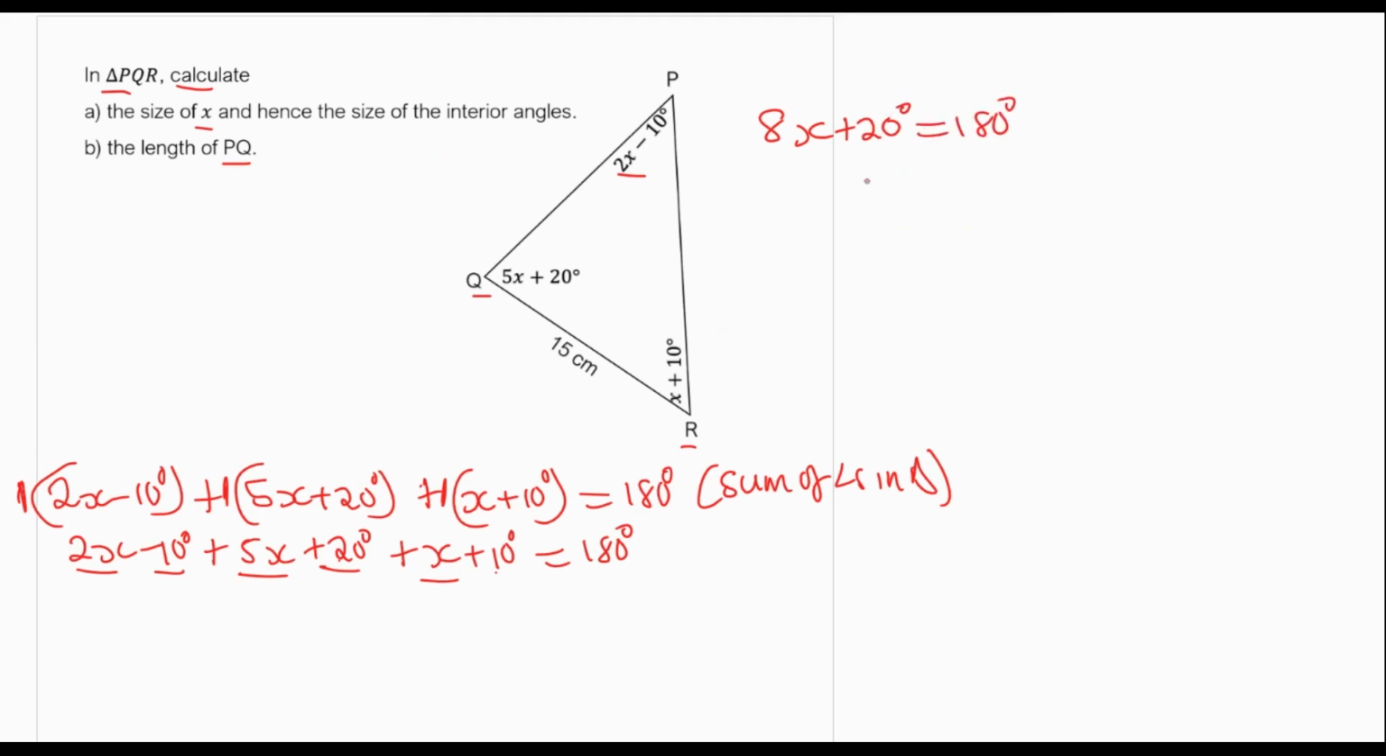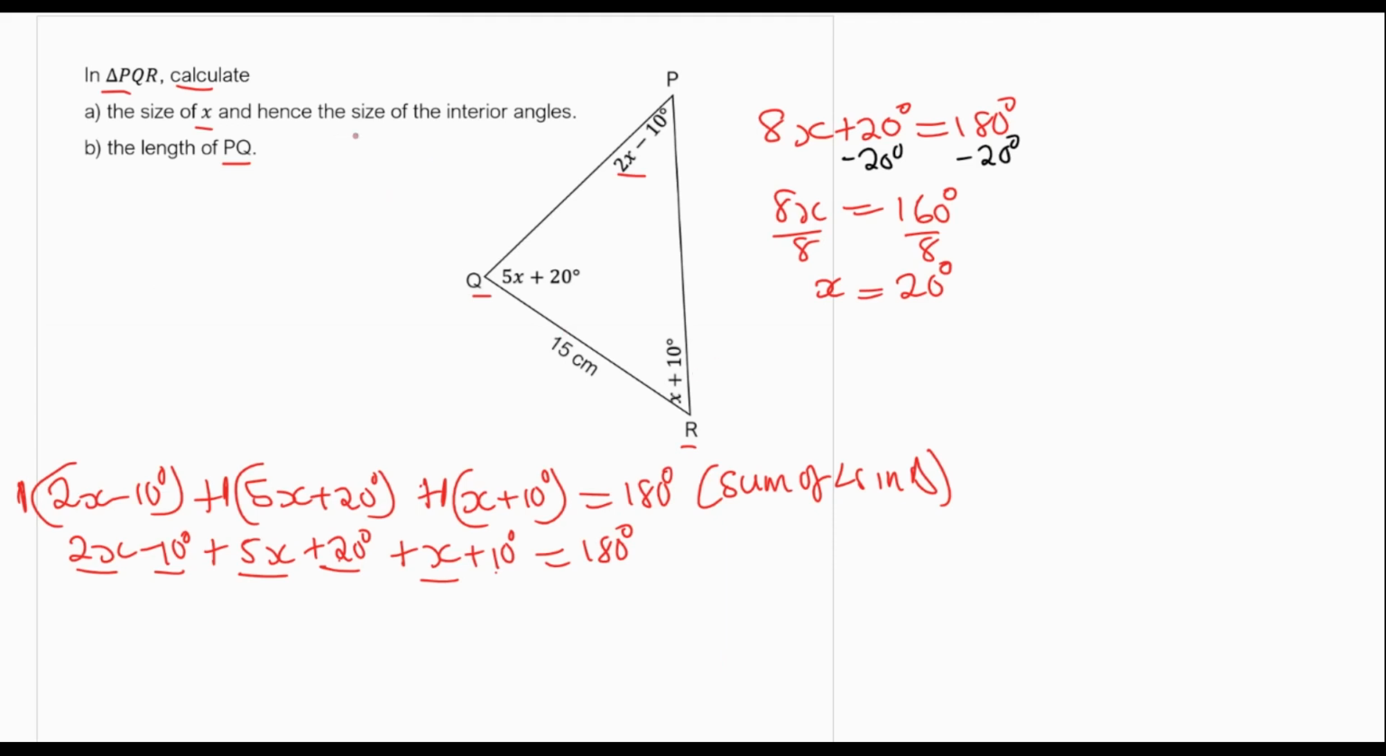And then we subtract 20 from both sides of the equation, minus 20 degrees, minus 20 degrees. And then we have 8x is equal to 160 degrees. Then divide by 8 on both sides of the equation, x is equal to 20 degrees.